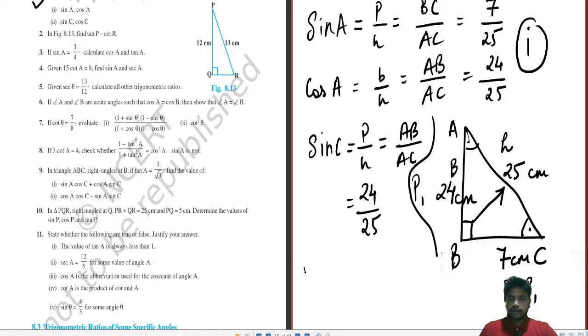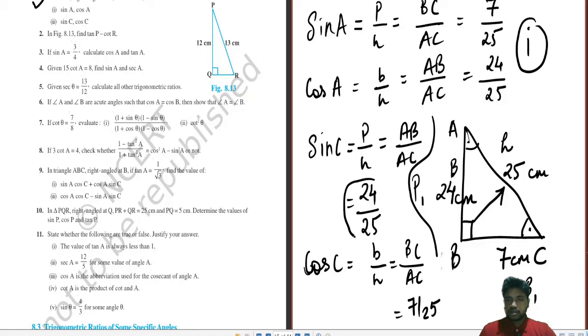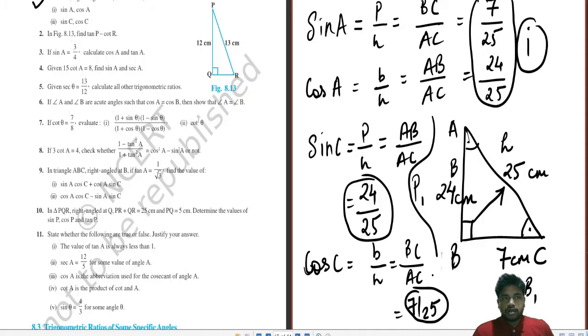Now cos C equals B by H. Obviously cos C means base BC by AC, that is 7 by 24. Sorry, 7 by 25. And these are your 4 answers for sum number 1.